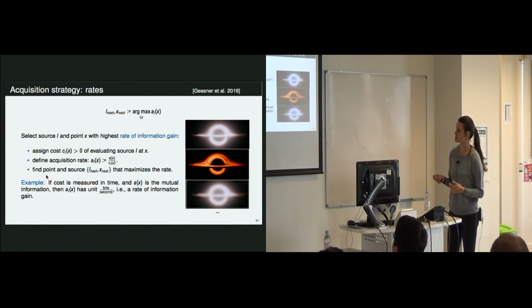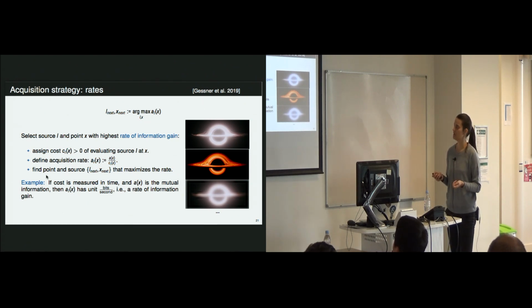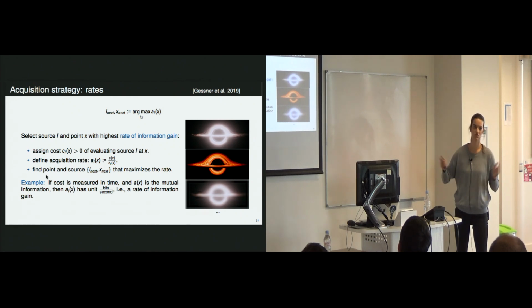Yeah, and instead of maximizing the acquisition function, we would maximize an acquisition rate: the acquisition function divided by the cost. That has some intuition behind it. For example, if A is the mutual information and C is measured in runtime, then this acquisition rate would maximize the bits per second. So in the total budget we have, we would get the most information in the time we have.